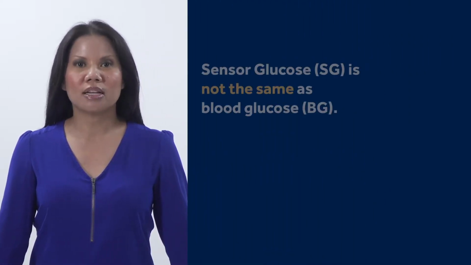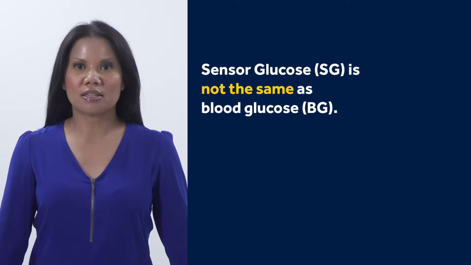As you've just seen, continuous glucose monitoring, or CGM, lets you see your glucose values more often than when you check with your blood glucose meter. When you begin using continuous glucose monitoring, keep in mind that your sensor glucose is not the same as your blood glucose. While these readings may be similar to each other, they'll rarely match exactly.